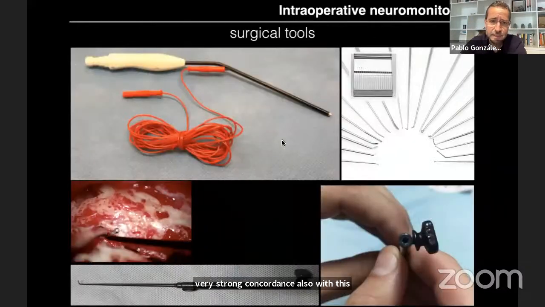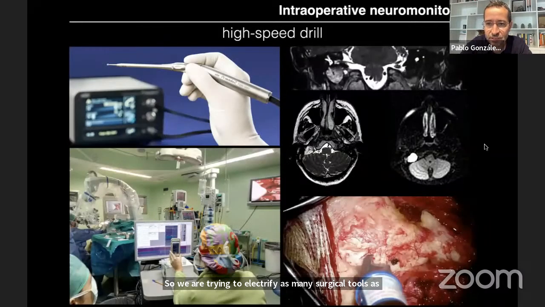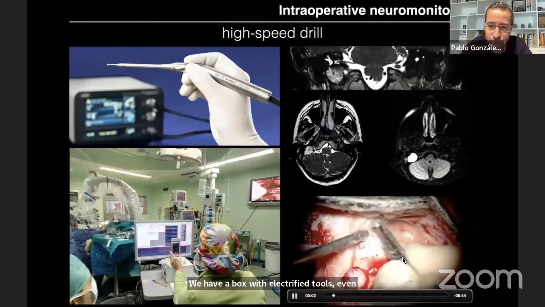technology. So surgical tools in the posterior fossa, as we said before, we have many cranial nerves and important neural tissue. So we are trying to electrify as many surgical tools as we can, even the small dissectors and all the probes. We have a box with electrified tools, even the high-speed drills. We can electrify them with a small forceps.